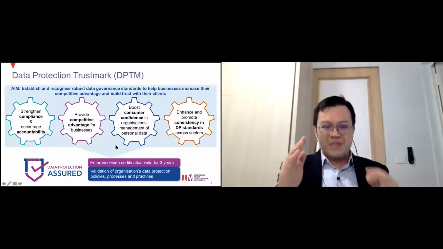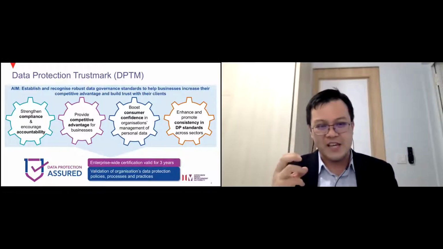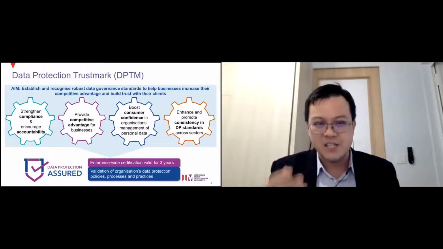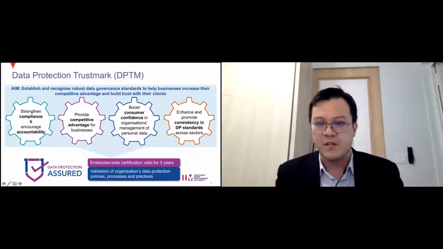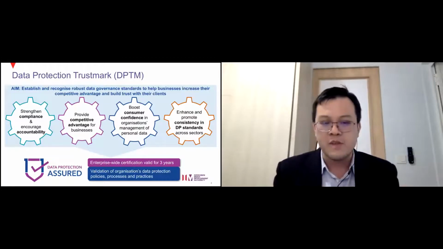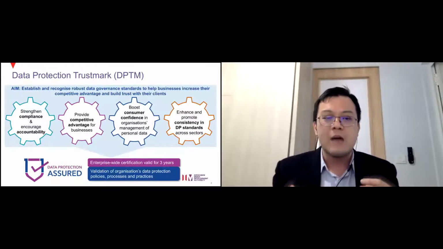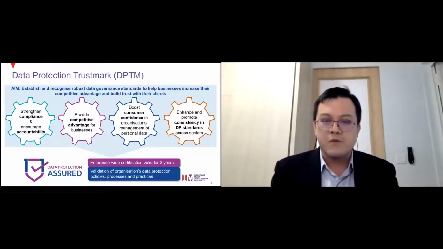So now, the Data Protection Trustmark, what is it about? It is an enterprise-wide certification that aims to help companies establish and recognize robust data governance standards, to help businesses achieve a competitive advantage and build trust with their clients. There are 4 key objectives. Number one, strengthen compliance. Yes, this will help you in terms of compliance, but more importantly, it allows you to demonstrate accountability, which is the latest buzzword, especially with the PDPA amendment. Number two, it provides companies with a competitive advantage by boosting consumers' confidence in how you manage their personal data. And last but not least, to enhance and promote consistency in data protection standards.